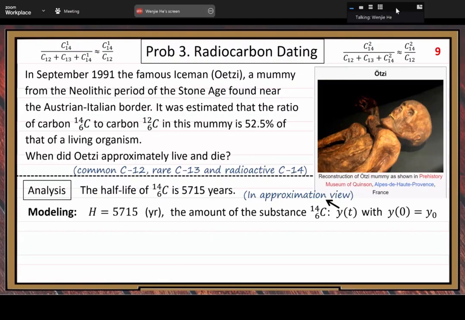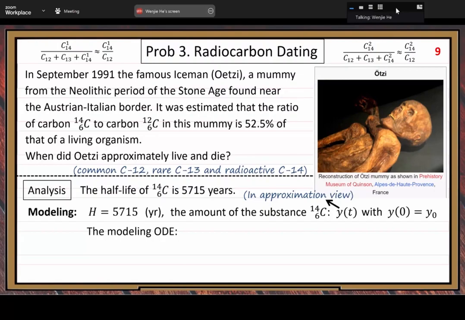But C12 is stable. We can assume the C12 part is constant during the whole period. Then they have the same denominator, constant. So we just focus on the numerator. The numerator changes, the denominator does not change, so we do not need to worry about the denominator.